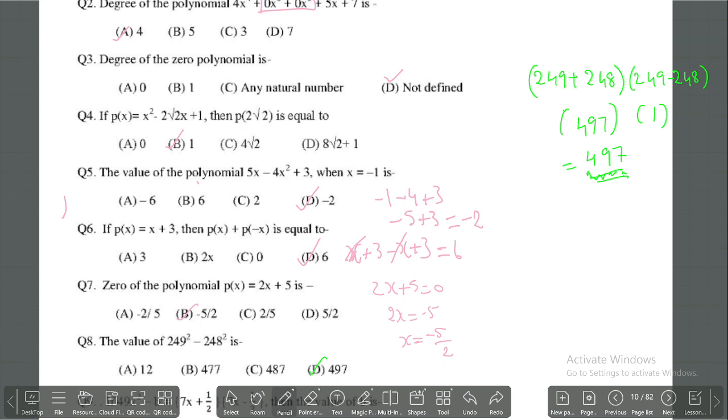Zero of polynomial. What we have taken? Wait. Minus 5, minus 4 plus 3. Minus 5 minus 4 plus 3 is equals to minus 9 plus 3. How much it is? Minus 6. Oh, maybe wrongly taken. Okay. This is the correct answer for that.